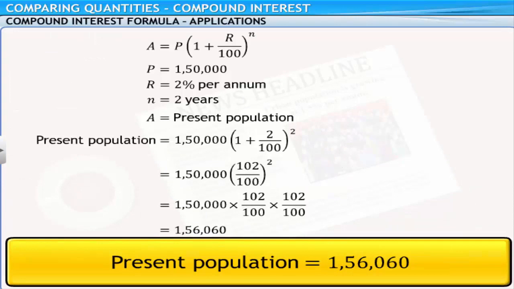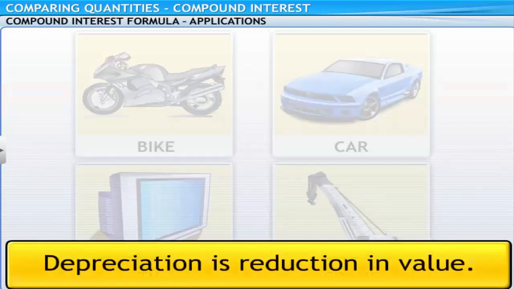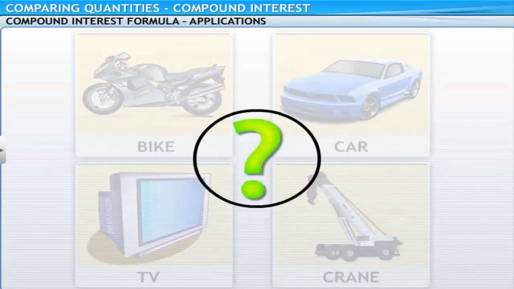We can use this formula when there is a decrease too. We often find that the value of items like bikes, cars, televisions and machinery decreases over a period of time due to constant use and wear and tear. This reduction in value is known as depreciation. Can we apply the formula for compound interest to calculate depreciation or decrease in value?